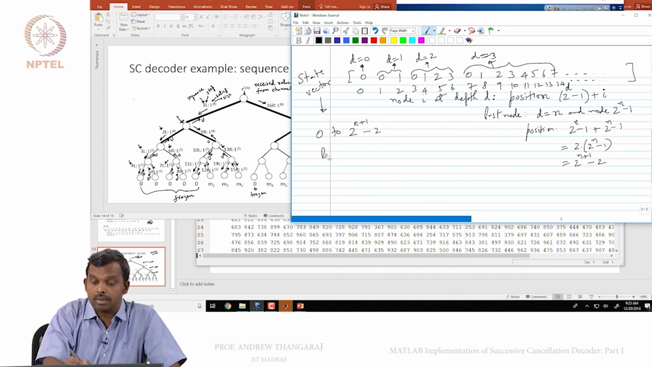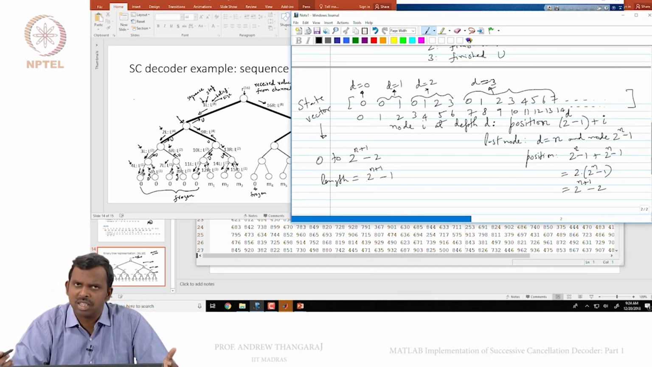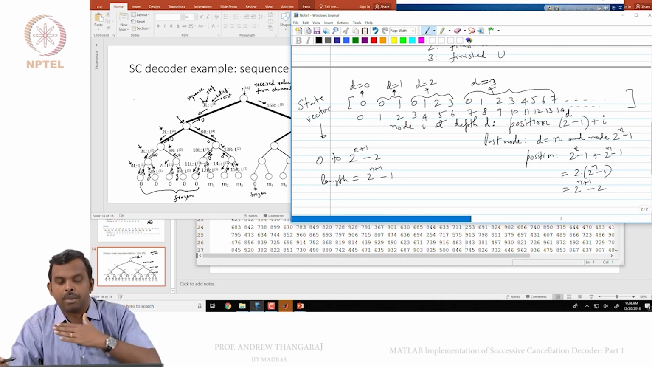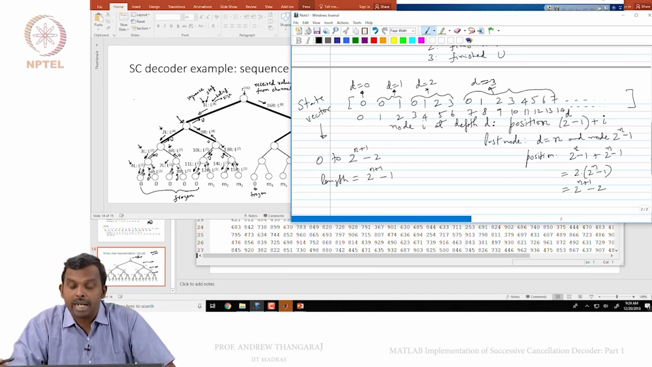So the length is this plus 1, which is 2 power n plus 1 minus 1. That's the total length we need. In fact, that's the total number of nodes in the binary tree. The leaves number 2 power n, then 2 power n minus 1, and so on till 1. That will add up to 2 power n plus 1 minus 1.